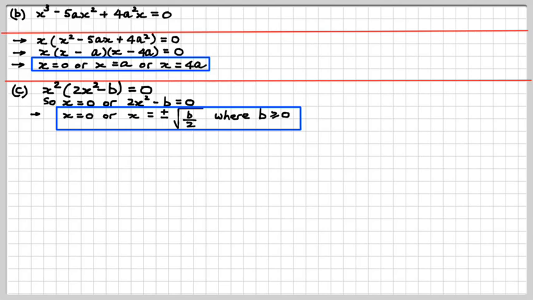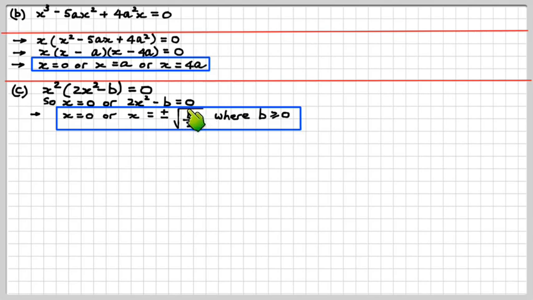Yes, so you'll notice that I said here that b has to be greater than or equal to 0. Why did I say that? Well, you can't have a negative under a square root sign. So you've got to be a bit careful with that one. With these literal things, you probably need to be a bit careful.